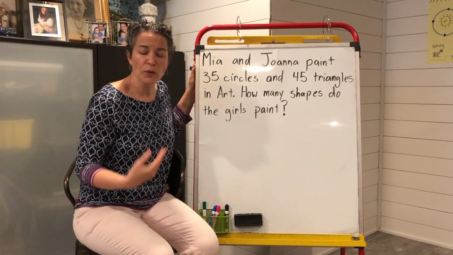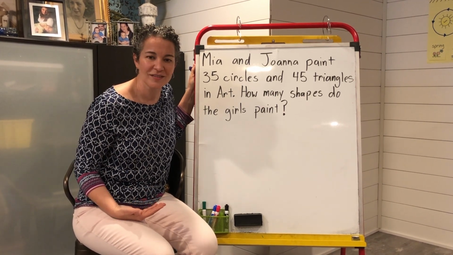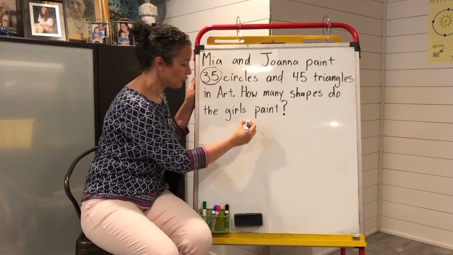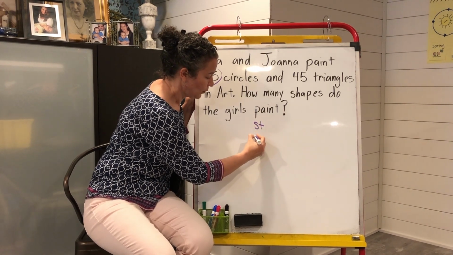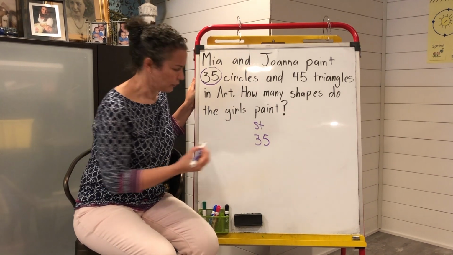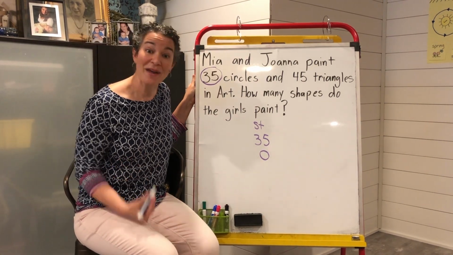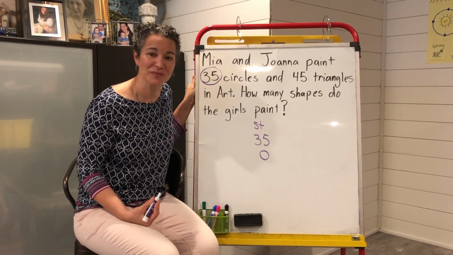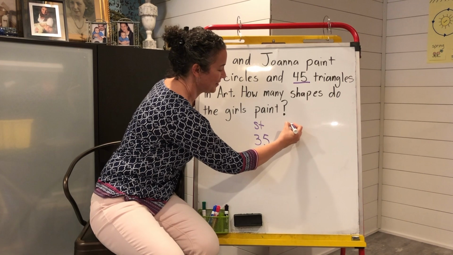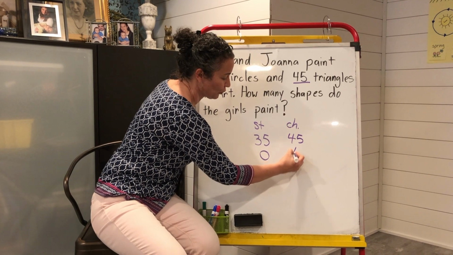All right, my friends, what do I start with? Oh, you want me to ask Penny? I'm not going to ask Penny this time. I'm asking you. What do we start with? Yeah, Mia and Joanna paint 35 circles. So we're starting with 35 circles. And you know what a circle looks like. It looks like that. Mostly. What's my change? I'm asking you. What's my change? Yes. And 45 triangles. So we've got 45 triangles.